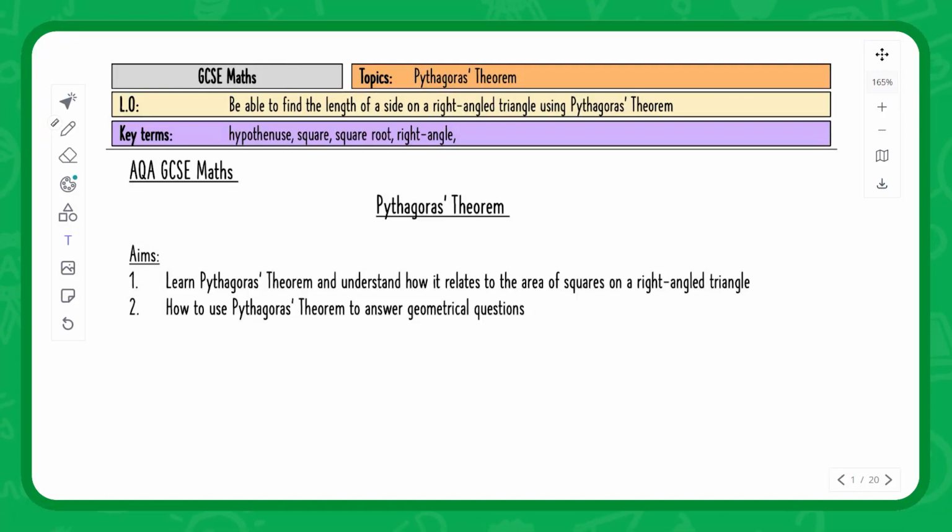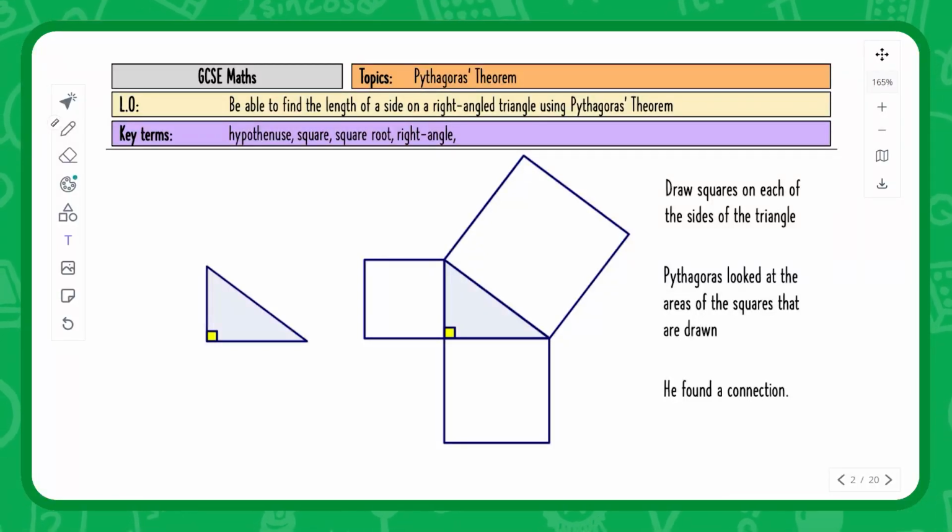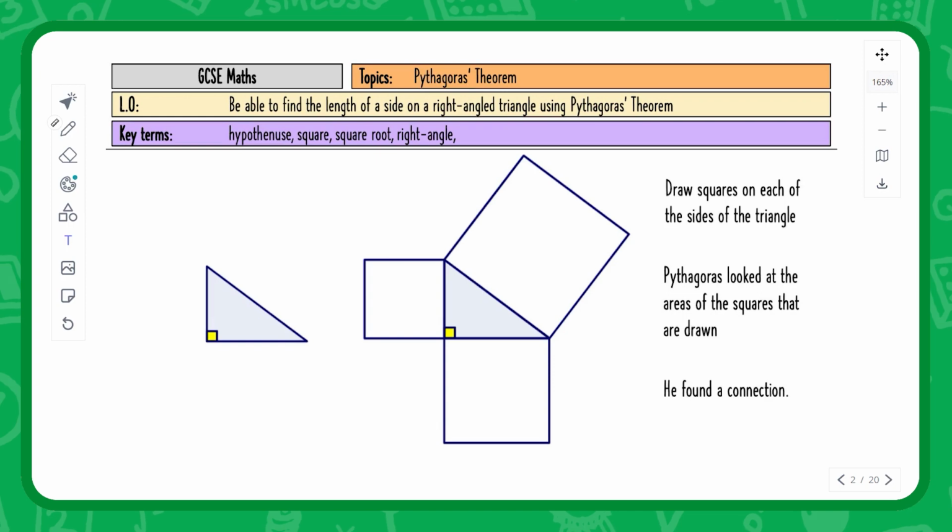So the main aims of today's lesson are to learn Pythagoras' theorem and understand how it relates to the areas of squares on a right angle triangle. We're initially going to derive the theorem, and then we're going to use the theorem to answer geometrical questions that are related to exam style questions as well. So here we have a right angle triangle on the left side of the screen.